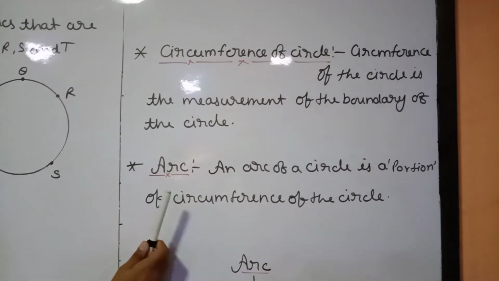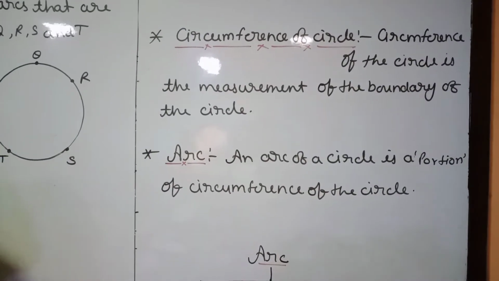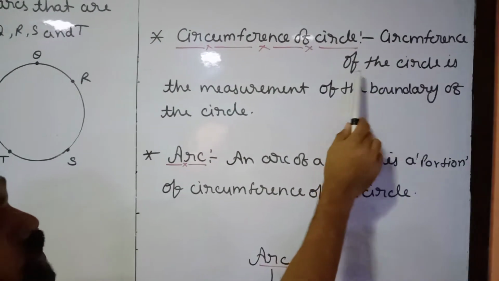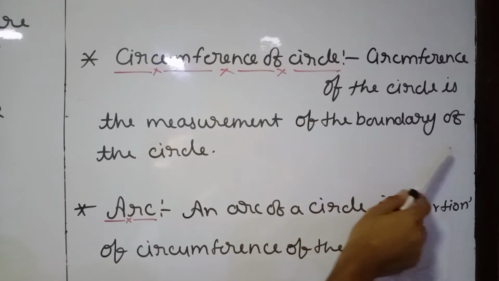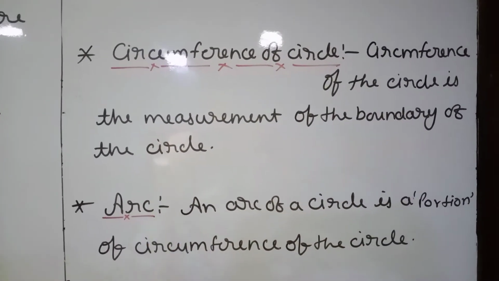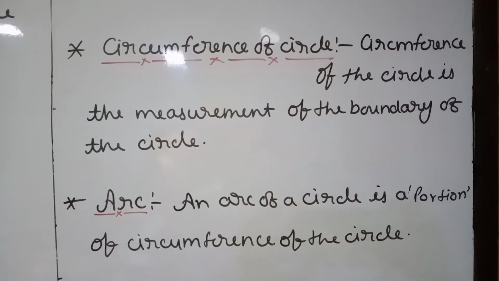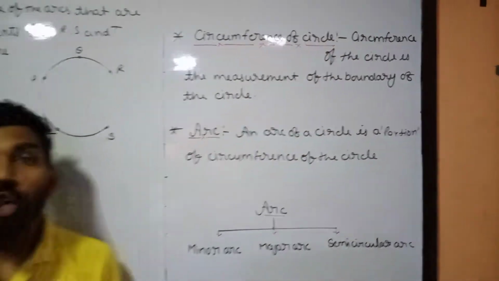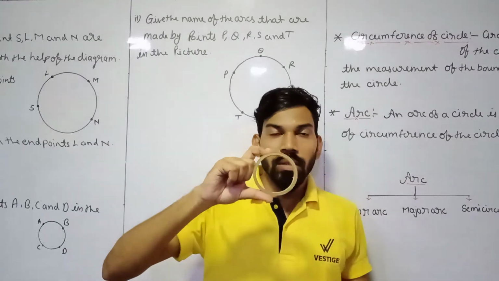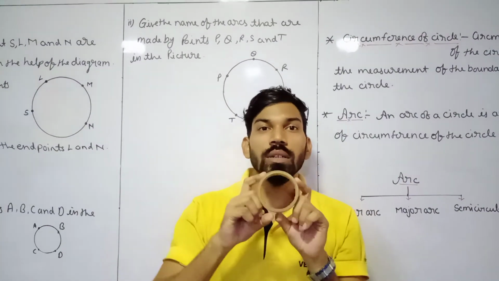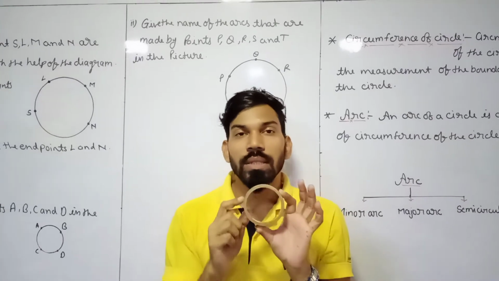The next concept is the circumference of a circle. What is the circumference of a circle? The circumference of a circle is the measurement of the boundary of the circle. If we have any circle, the boundary outside of the circle is called the circumference of the circle. Here we have a circular shape of tape. You can see the shape of this tape is circular, like a circle.